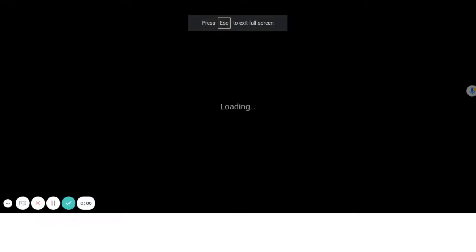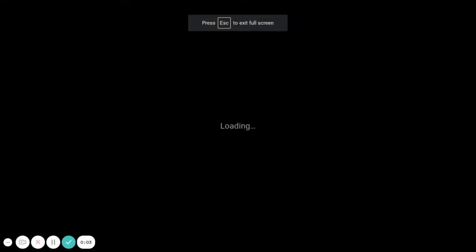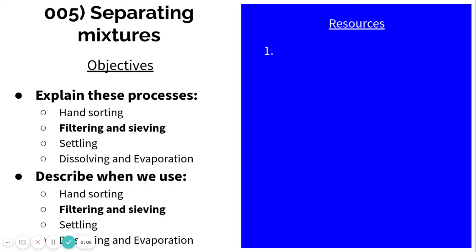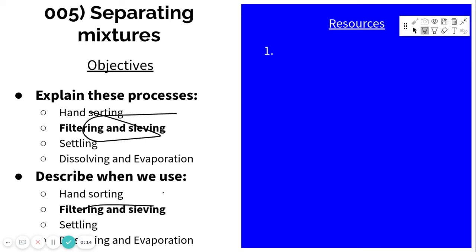All right, boys, so we're going to be talking about separating mixtures again. This time we're going to be talking about filtering and sieving. That's the second way we can separate a mixture of the four that we're going to be learning about.